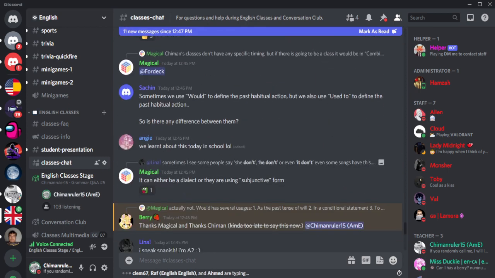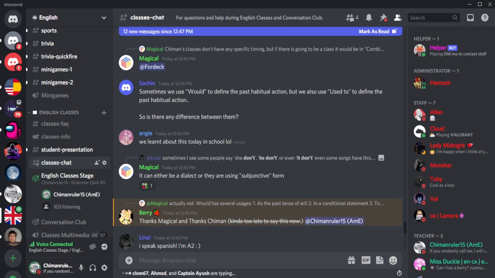Okay, sometimes we use would to define a past habitual action, but we also use used to to define a past habitual action. So is there any difference between them? In this case, no. Would and used to are the same when it comes to past habitual actions. It's just that would has more uses. It's not used only for past habitual actions.